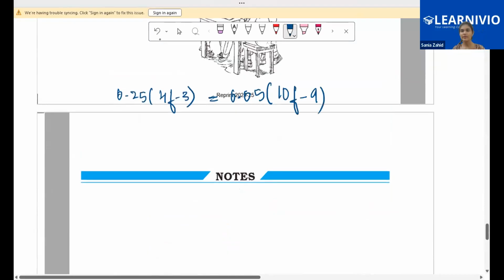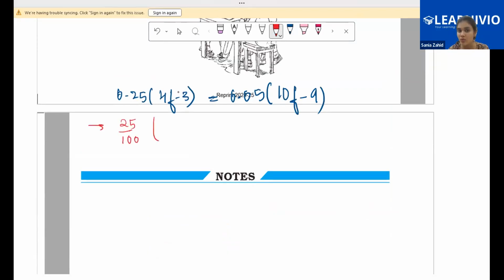Okay, so first of all, whenever we have a decimal, you will remove the decimal and convert that number as a fraction. So you will always convert the decimal number as a fractional number. So here what do you get? You get 25 by 100 multiplied with 4f minus 3 is equal to, now when you remove the decimal, you get 5 by 100 into 10f minus 9. Okay? This step everybody understood? Yes, ma'am.